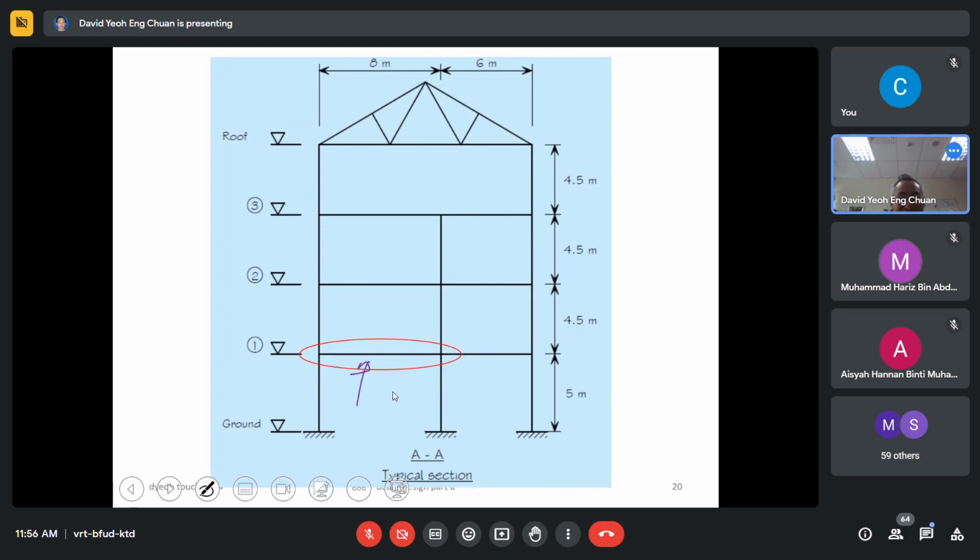What is the span? 8 meter. 8 meter, yes. Okay, it's 8 meter. See, 8 meter on the top here, 8 meter. Okay, we're going to design this beam here.